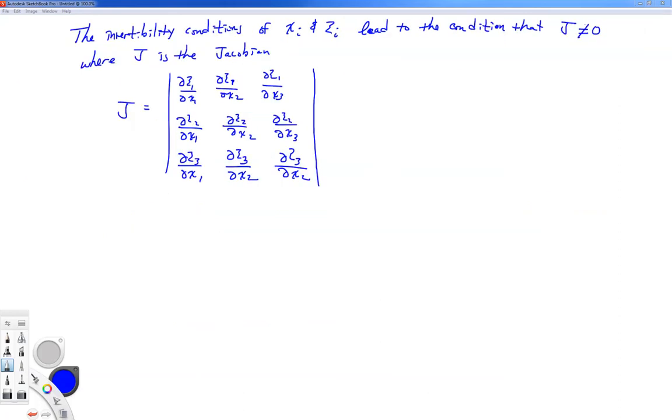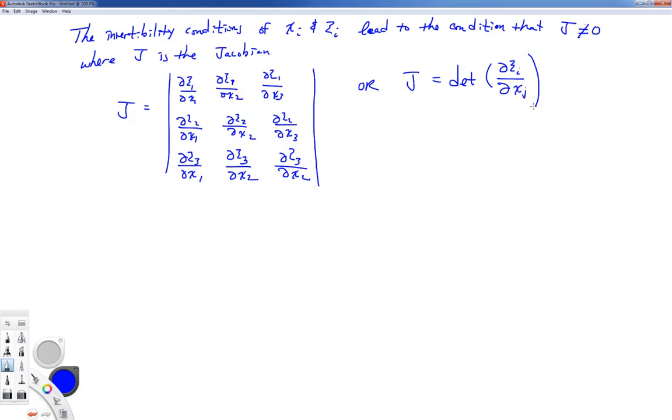This Jacobian is written as the determinant of the set of partial derivatives. Partial derivative of xi1 with respect to x1 is our first entry. Moving across the first row, partial of xi1 with respect to x2 and partial of xi1 with respect to x3. And likewise for the next two rows in that determinant. More compactly, we can write this as J is the determinant of the matrix formed by taking the partial derivative of xi i with respect to xj, where i and j are free indices. We can take the values of 1, 2, or 3.